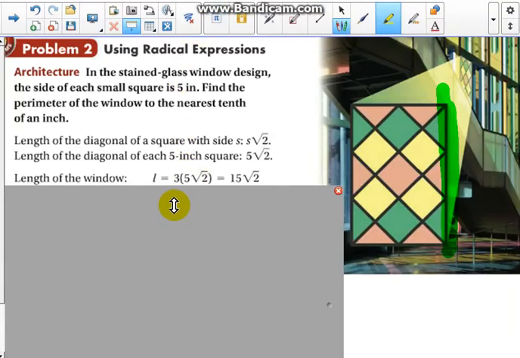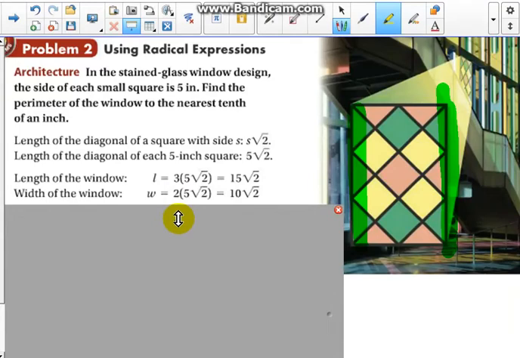And now we're going to have 2 of those, right? We're not there yet. We've just got one side. Now let's get the bottom side. We've got 2 down here. So that's going to be 2 times 5 radical 2, which comes out to 10 radical 2.